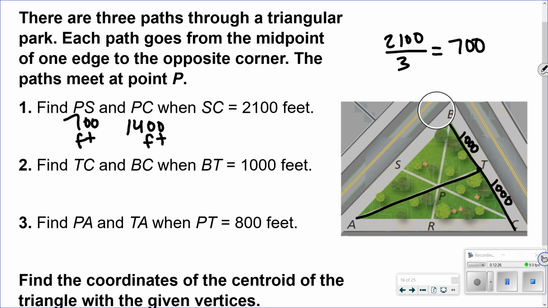Okay, find PA and TA when PT is equal to 800. So PT right here is equal to 800. So that's the smaller piece. So the longer piece, AP, out here has to be double that, 1,600. And the whole thing would have to be, you add those together, it'd have to be 2,400. So that would be, PA is 1,600, and TA, the entire thing, it would be 6,400 feet going across there.